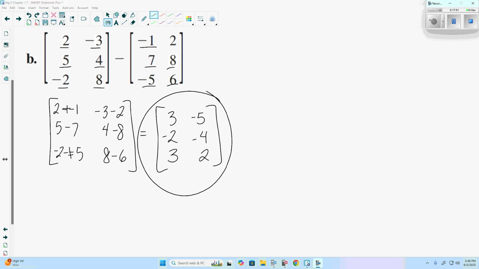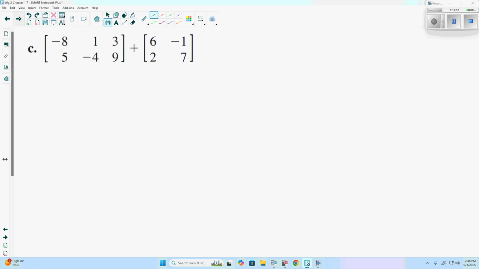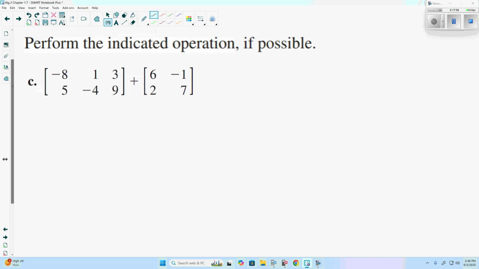Questions on adding or subtracting so far? We feel good with these here? How about this one here? What would we do first? See if they're the same.